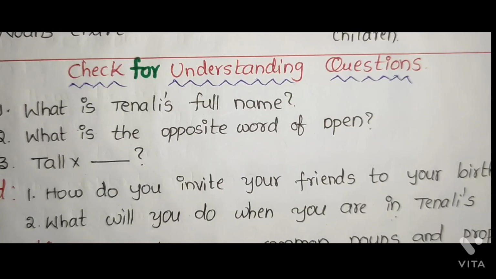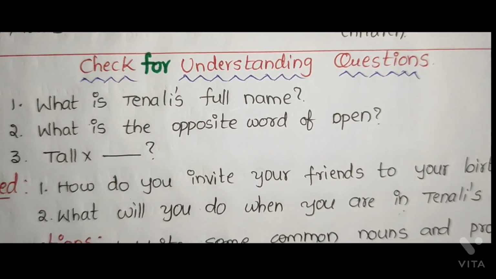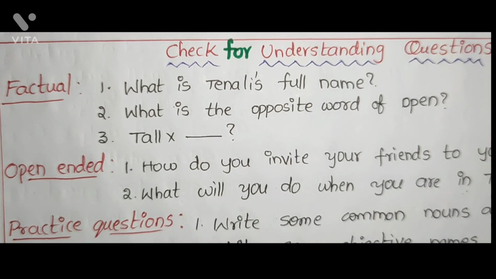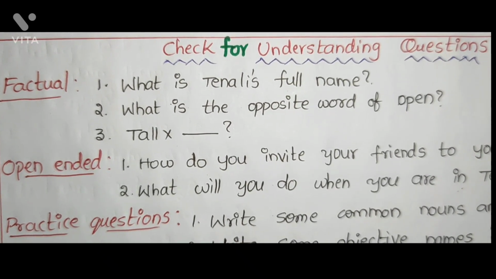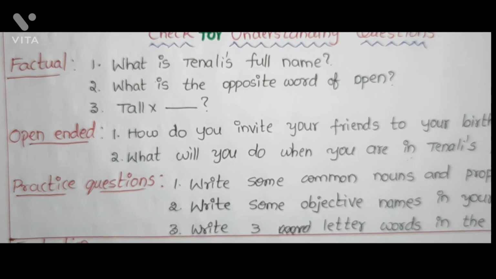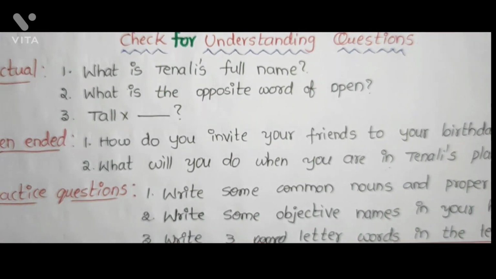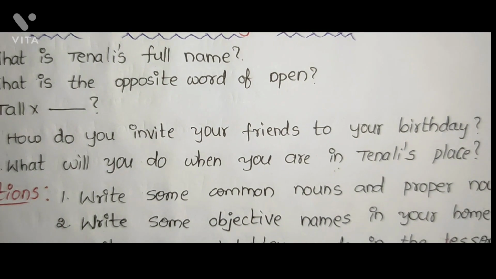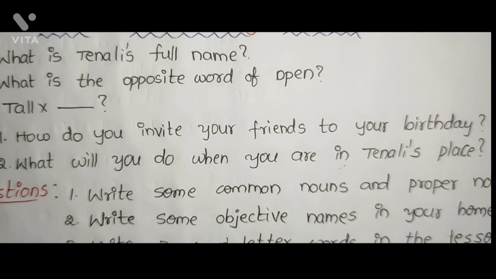Next task is check for understanding questions. First one, factual and open-ended practice questions. Factual questions: What is Tenali's full name? What is the opposite word of open? And tall. Open-ended: How do you invite your friends to your birthday? What will you do if you are in Tenali's place?